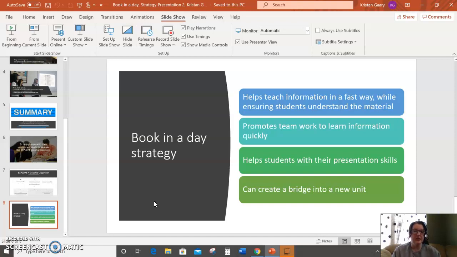So think of all the standards and all the things that you have to get through. If you give each group one chapter to read, your class can read a book in an entire day, and I think that's really cool.